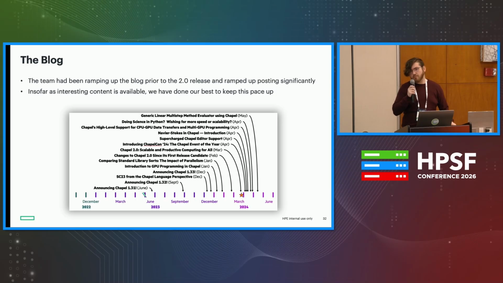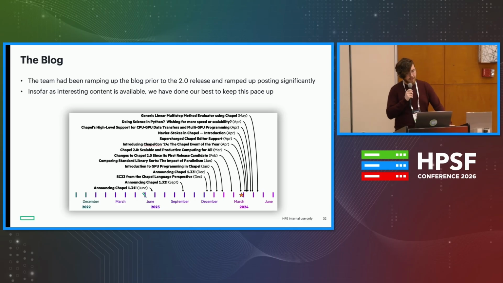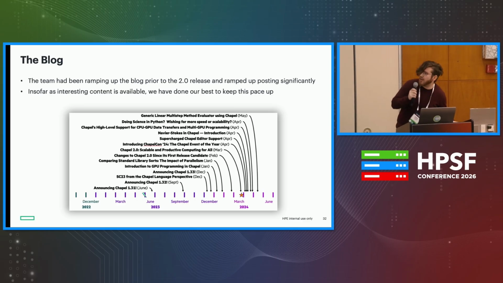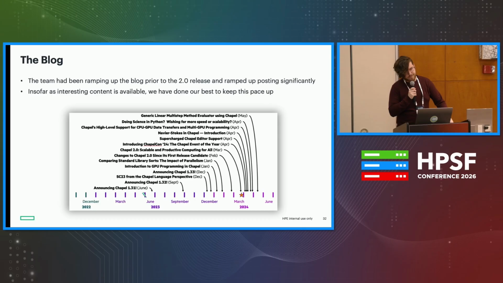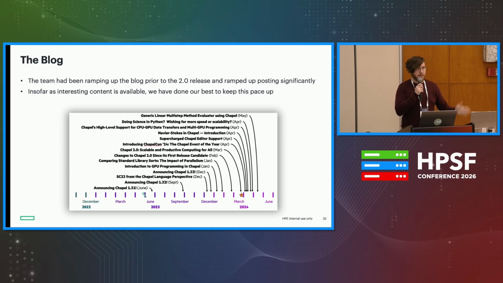Here in the Chapel team, we've done a few things. We've ramped up posting on a technical blog. You can see here, this is a slide from Brad Chamberlain, the technical lead of the Chapel project. The little star, which might be hard to see, indicates the 2.0 release, and the arrows point to where certain articles were posted. Here, the 2.0 release was followed by a quick succession of various articles, and we're trying to keep that pace up as long as we have things that are interesting to say.